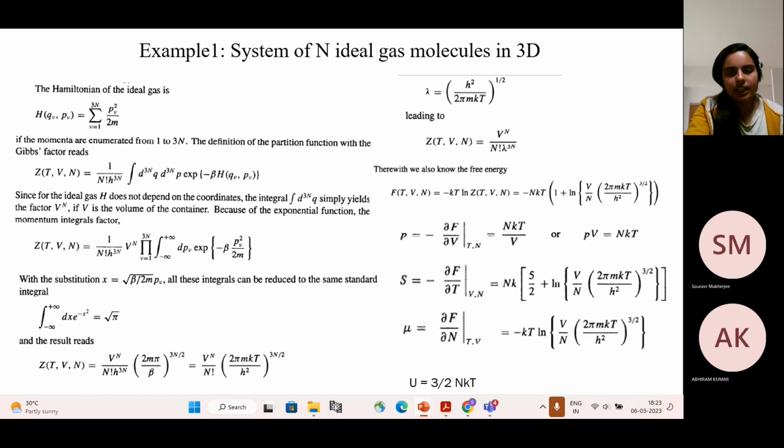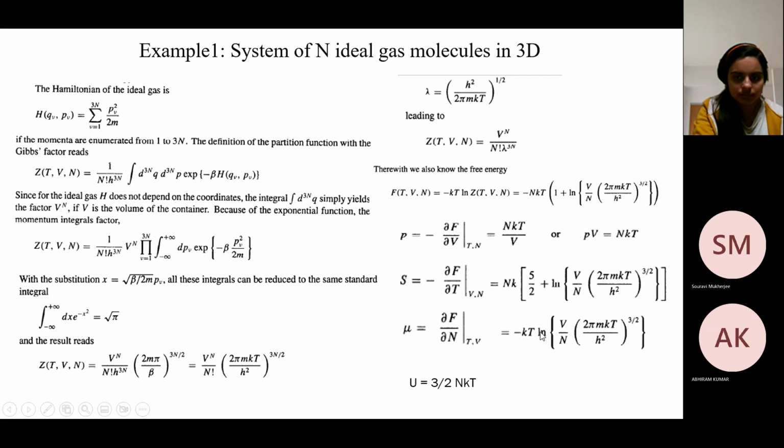So all the thermodynamic parameters can be obtained once you find the free energy, and that comes from the canonical partition function. And this is the expression for the internal energy. Is this clear?